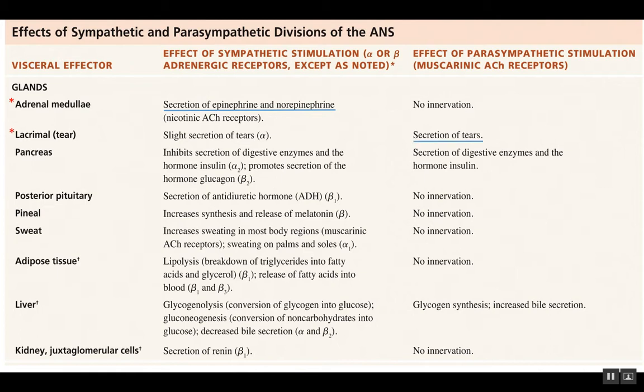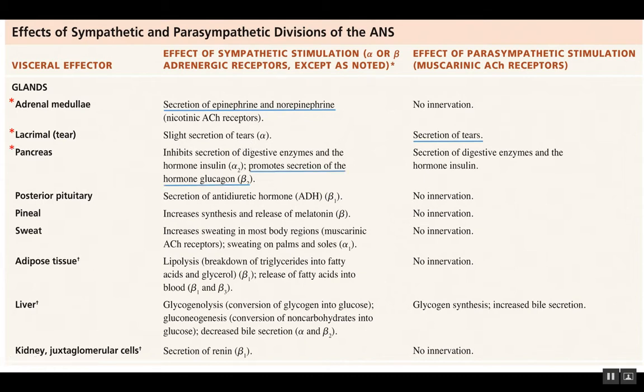Second organ, lacrimal glands. They produce tears. Tear production is parasympathetic. So it secretes tears in response to parasympathetic stimulation. A little bit of tears during sympathetic, but we don't need to worry about it. Let's disregard that. Next one, pancreas.